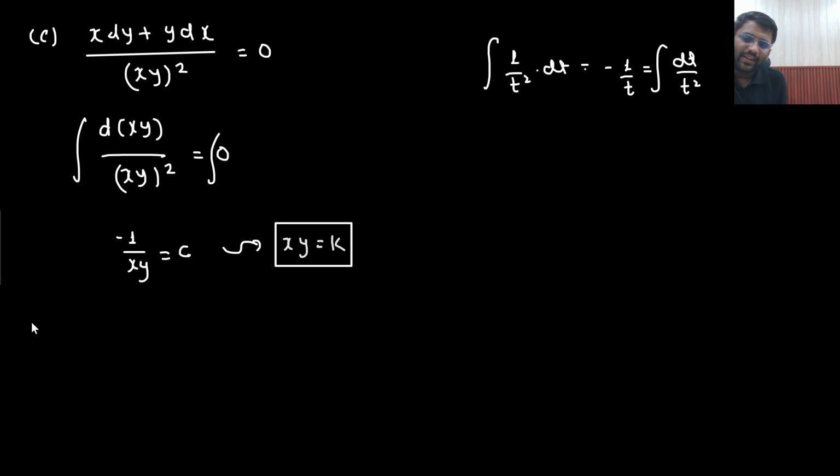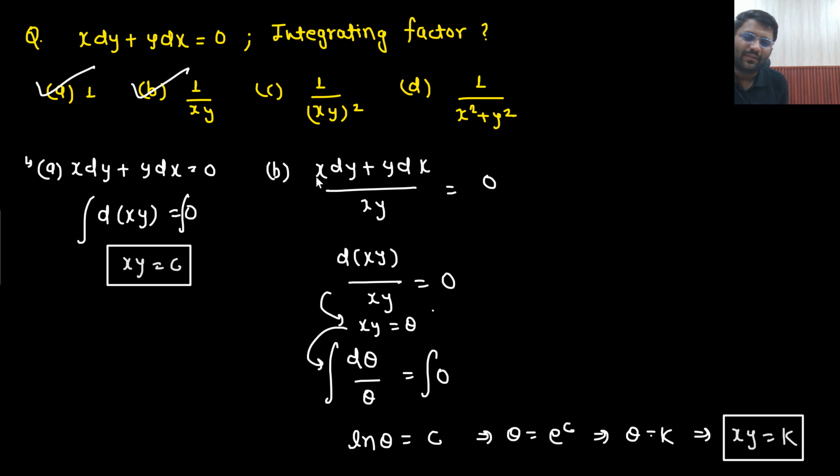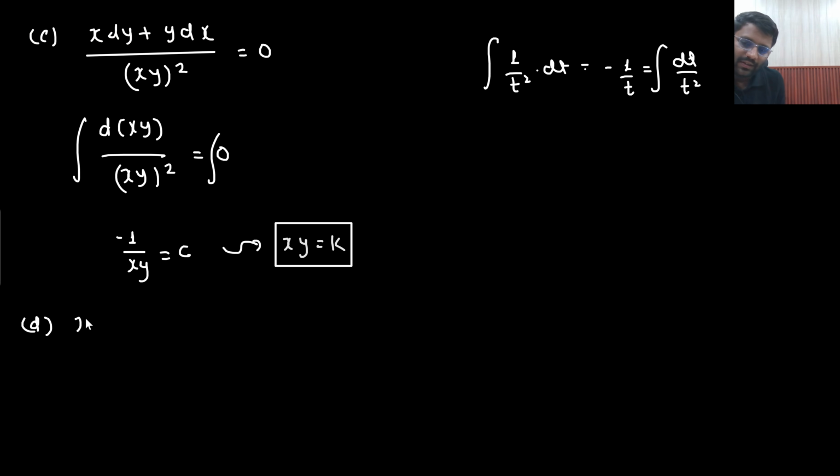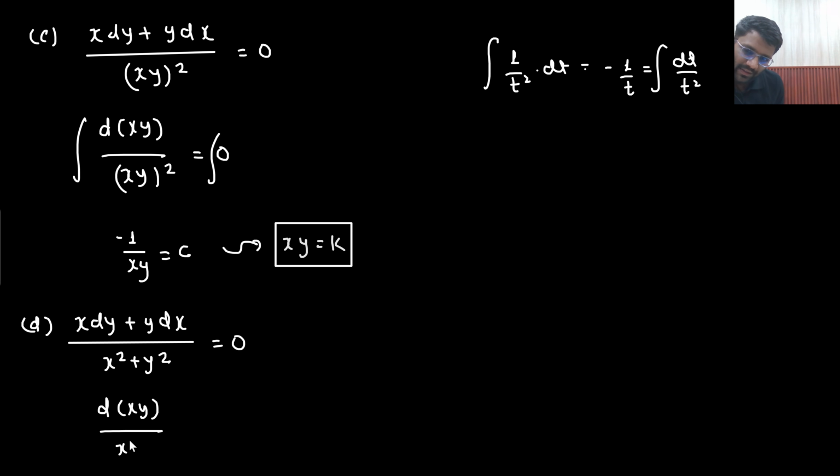Okay. Next. So this is also making the equation easier. 1 upon x square plus y square. x dy plus y dx upon x square plus y square equals 0. So the upper side could be written as d of xy divided by x square plus y square equals 0. On both sides you integrate.